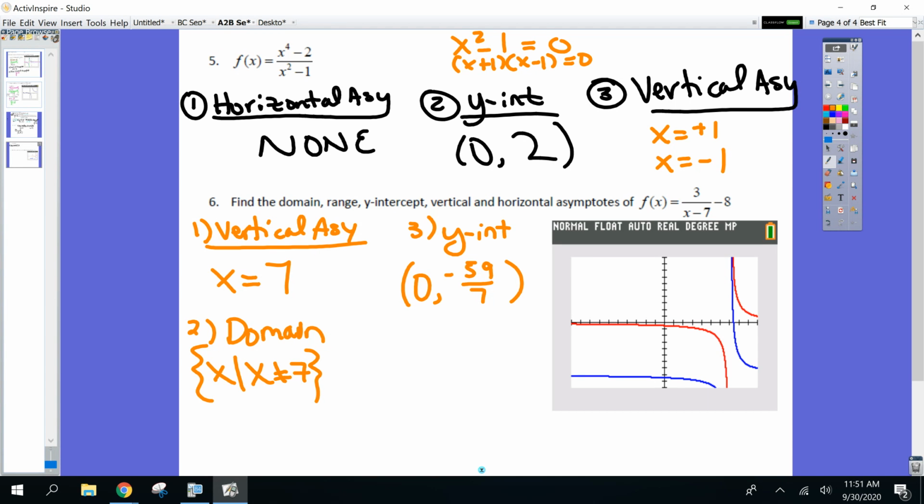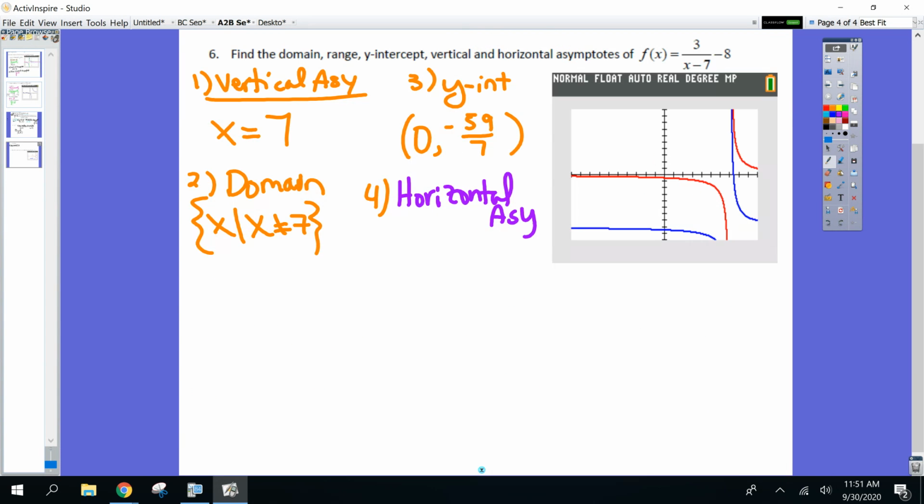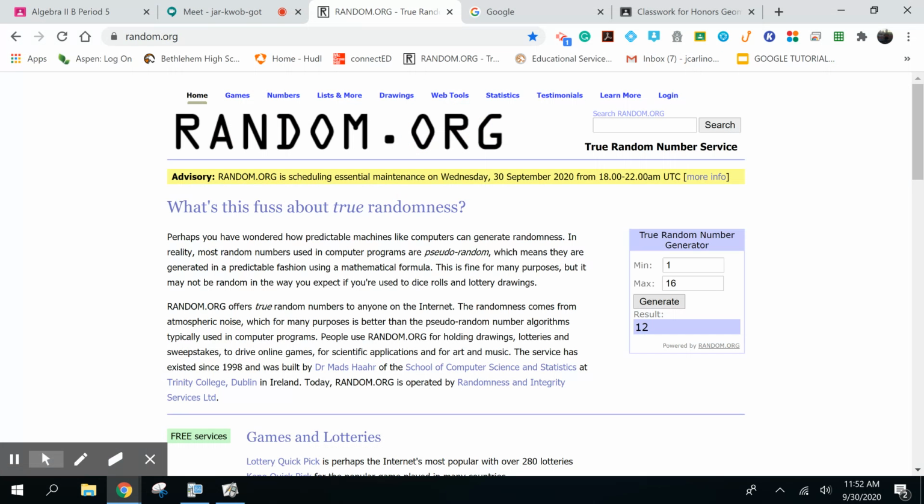Here's the finisher. Okay. You got this. Look at the numerator and the denominator. Figure out which one has the highest exponent right now. Numerator or denominator? Which one has the highest exponent? You got a 3 on top and an x minus 7 on the bottom. Which one has the highest exponent?